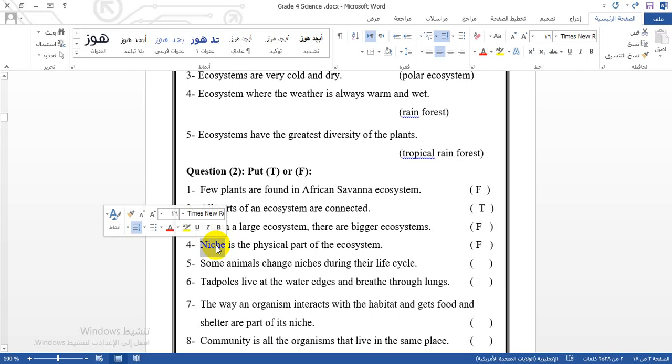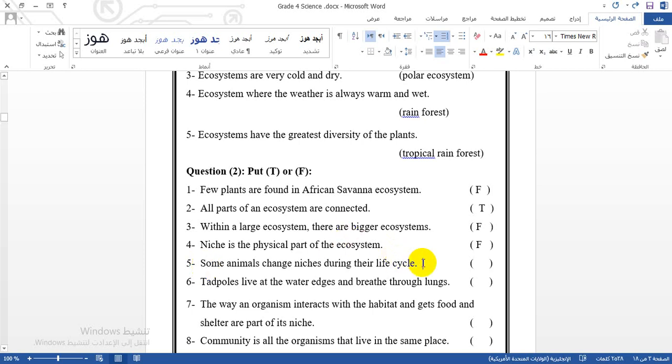Habitat ecosystem. Okay, let's go to the next one. Some animals change their niche during their life cycle. So they think that it's correct that some animals change their niche in the ecosystem during their life cycle. It's correct, yes. Like what?